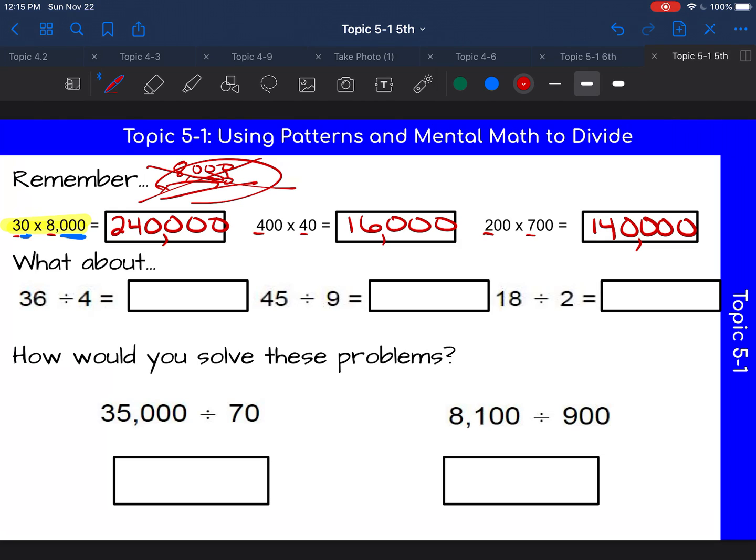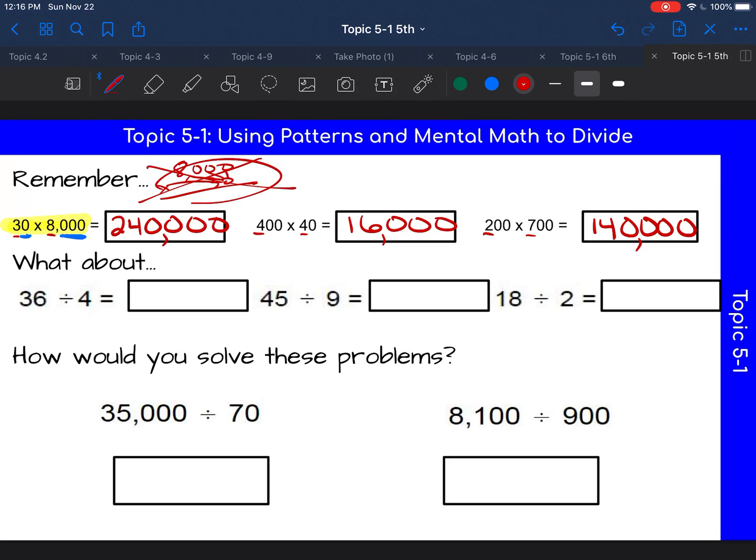Now, the next 3 problems you see are just standard division facts, okay? I'm getting you a little warmed up before we start because it's really important to know your division facts. So do those 3 facts right now. What is 36 divided by 4, 45 divided by 9, and 18 divided by 2?